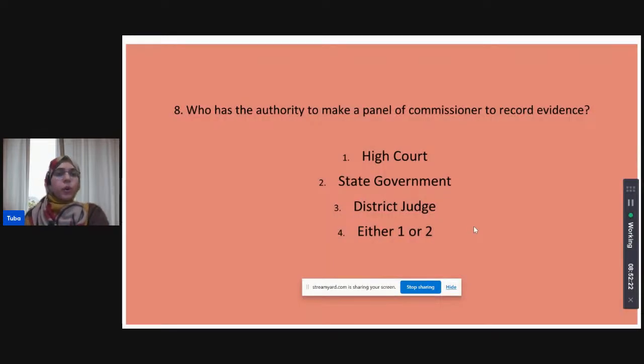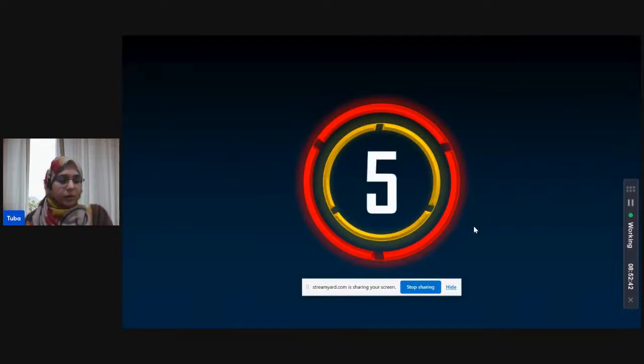Next question. Who has the authority to make a panel of commissioners to record evidence? Who makes a panel of commissioners under CPC for the purpose of recording evidence? Is it the High Court? Is it the state government? Is it the district judge? Or can it be either High Court or state government? I will start the timer.